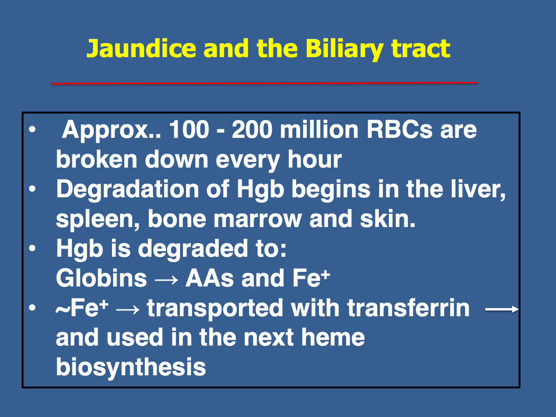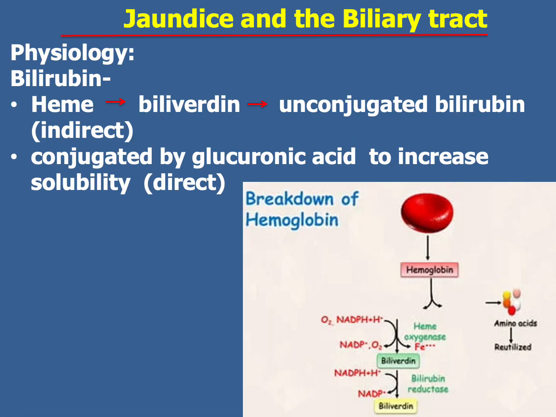Bilirubin is a product of the breakdown of hemoglobin. Approximately 100 to 200 million RBCs are broken down every hour. Degradation of hemoglobin begins in the liver, spleen, bone marrow, and skin. Hemoglobin is degraded to globins, which are further broken down into amino acids. The iron is transported with transferrin and used in the next heme biosynthesis. Heme is converted to biliverdin and then into bilirubin. Bilirubin is then conjugated with glucuronic acid. The water-soluble conjugated bilirubin is then secreted into bile, providing the characteristic yellow color.